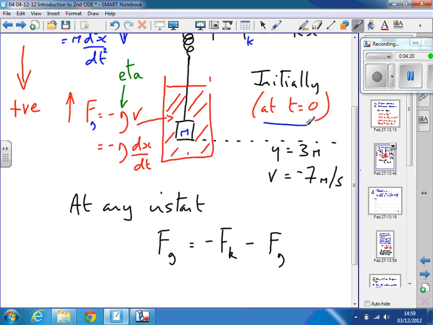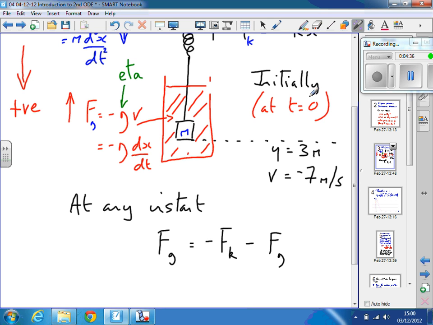We've also got some initial conditions. We'll see that when we look at solving these ordinary differential equations, to get to the final solution, you need to have certain conditions, initial conditions. How is this thing behaving at the start? And there's two conditions we've got here.